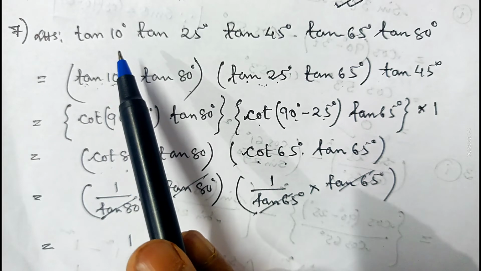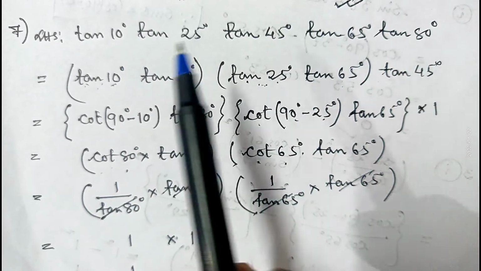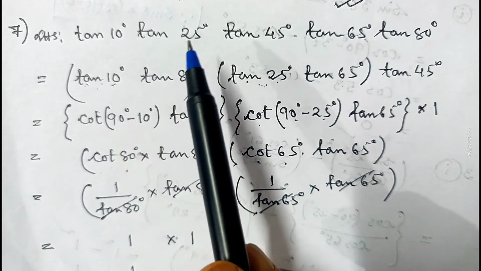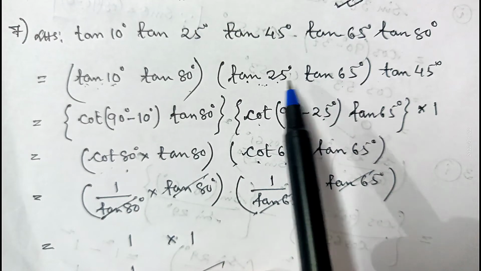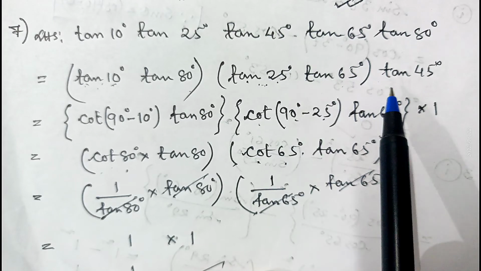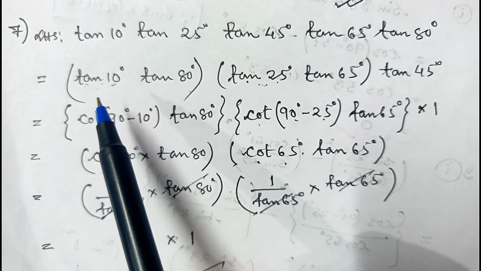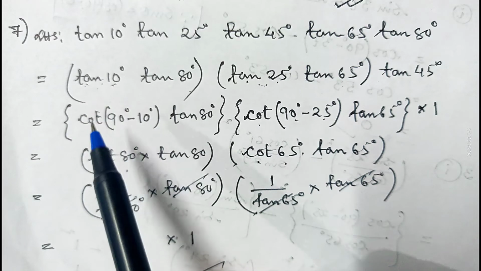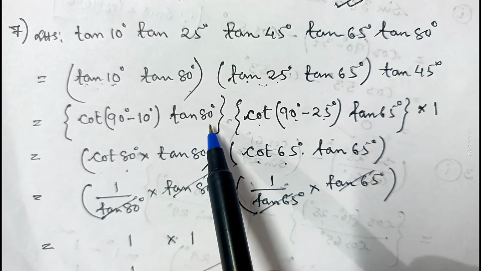Here as you can see, this is 10 degrees and this is 80 degree. 80 plus 10, 90. So these two you keep within bracket. Here tan of 25 and tan of 65, sum of these two angles 90. So these two you can keep within bracket, and tan 45 you can keep it separately. Now out of these two, change any one. Instead of tan 10 degrees, we can write cot 90 minus 10 into tan of 80 degree.